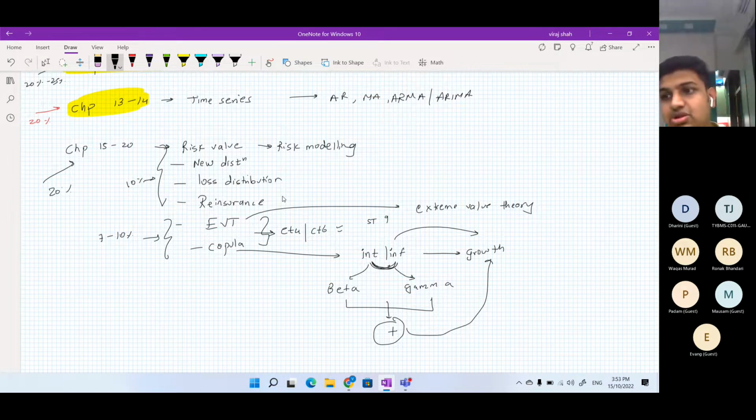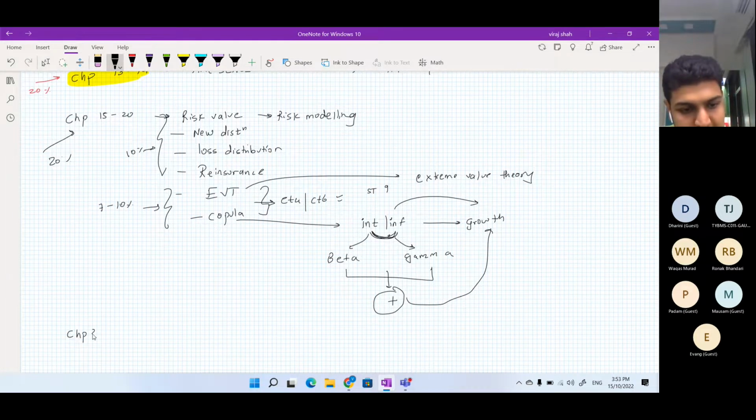Okay, so how are we going to plan about it? Let me give you an idea. There is one more chapter, chapter 21, which is machine learning, a very important chapter. The most important chapter. 10% of weightage. Even this was introduced when the CS2 portion came in.